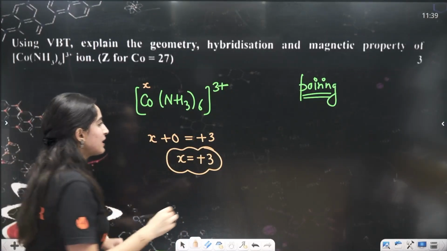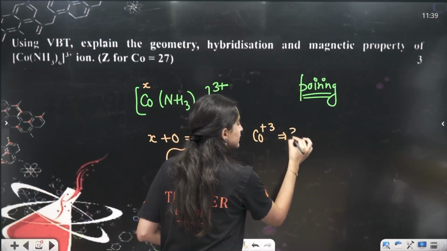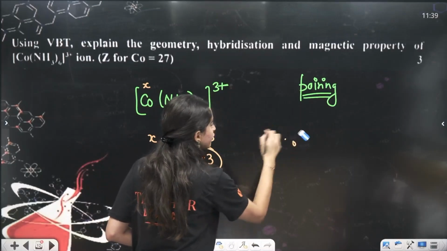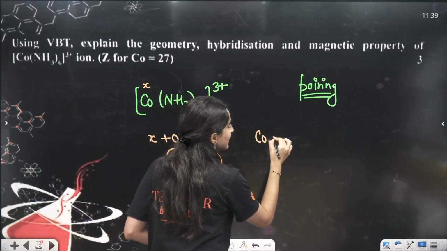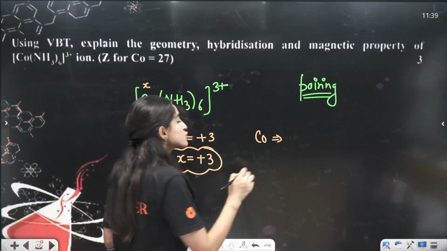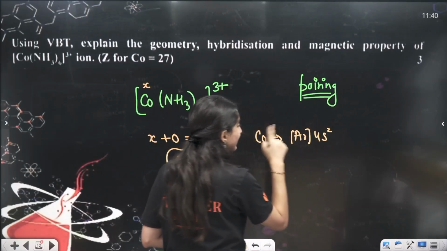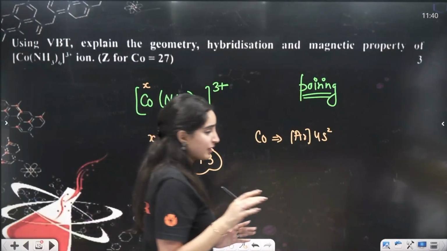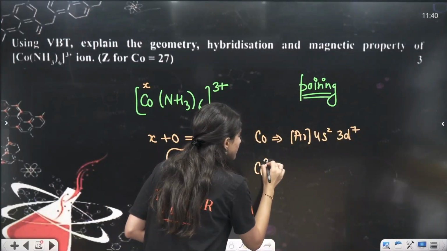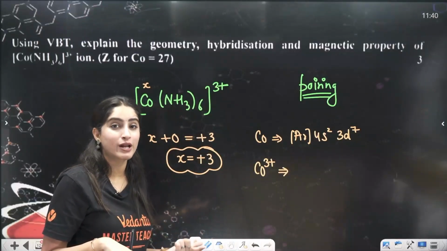So now that means I have to find the electronic configuration of Co3+, right? That I have to find out. So if I talk about the cobalt only, the atomic number is 27, right? So here it will be argon 18, then you have 4s2, it will become 20. We are left with 7 more electrons. It will be filled in 3d7. Now students, always remember, whenever you are taking out the electrons, you will take out from 4s first, right?